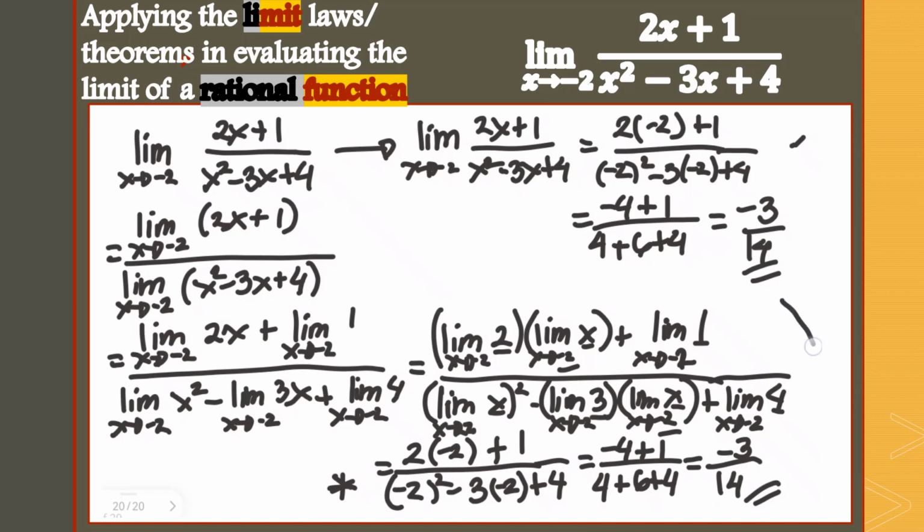This would mean that either of the two methods is actually acceptable, but of course this one is shorter because we already have the limit theorem for a rational function. I'm just comparing them so that you will have your options as well later.